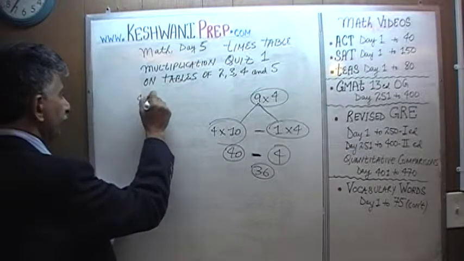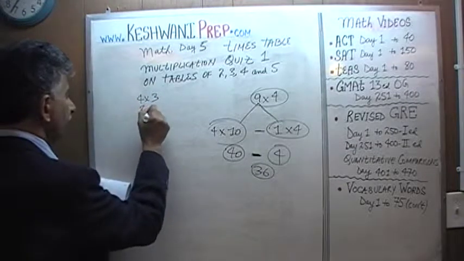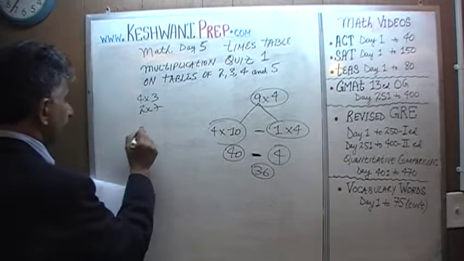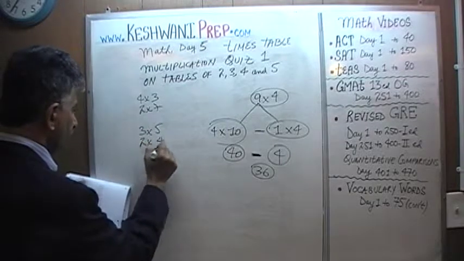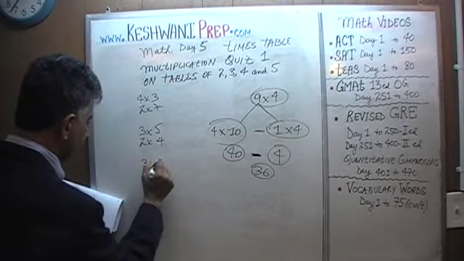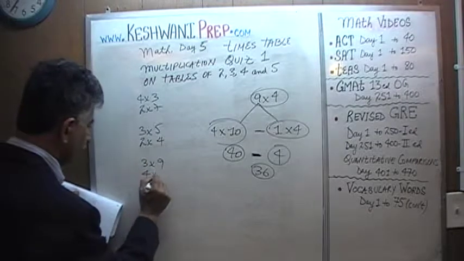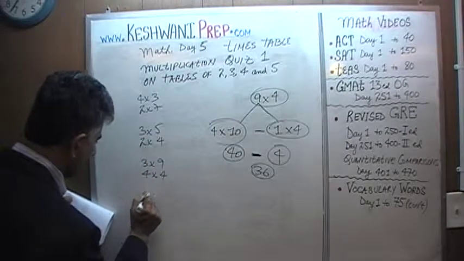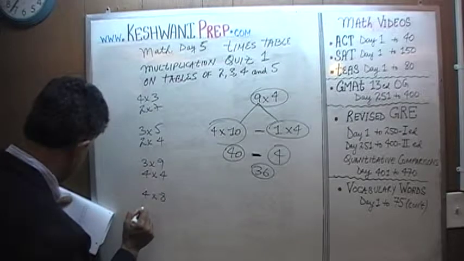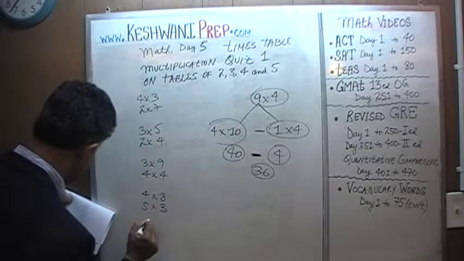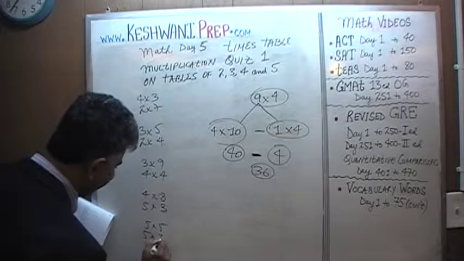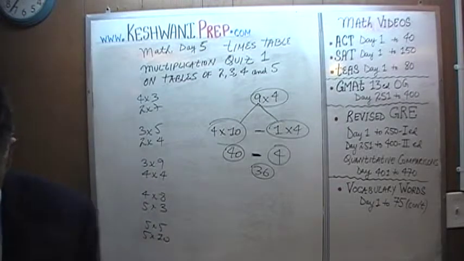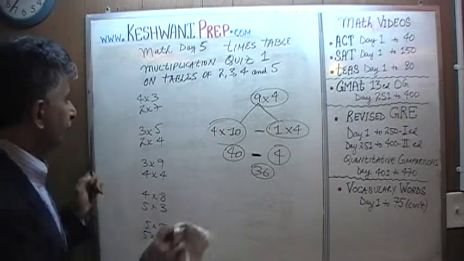4 threes, 2 sevens, 3 fives, 2 fours, 3 nines, 4 fours, 4 eights, 5 threes, 5 fives, and 5 tens. Let's see what the answers are to these.